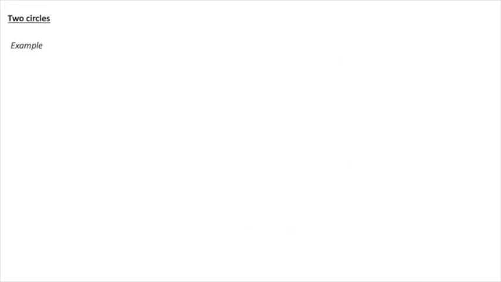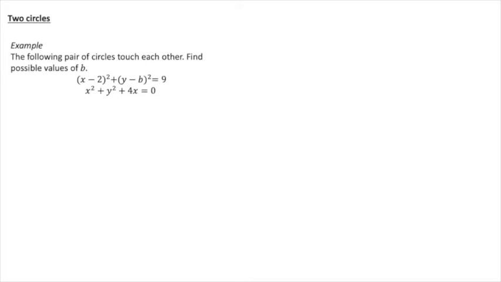Let's have a look at an example. The following pair of circles touch each other. Find possible values of b. Okay, well you'll notice there the two circles are expressed in different ways, but never mind, we can deal with that. So, for the circles to touch, we need the distance between them to equal RA plus RB, the sum of the radii. Or, that's for external touching. For the internal touching, we need it to equal the difference between the radii.